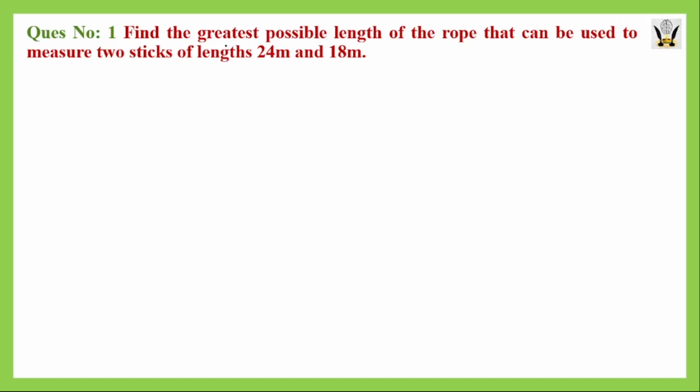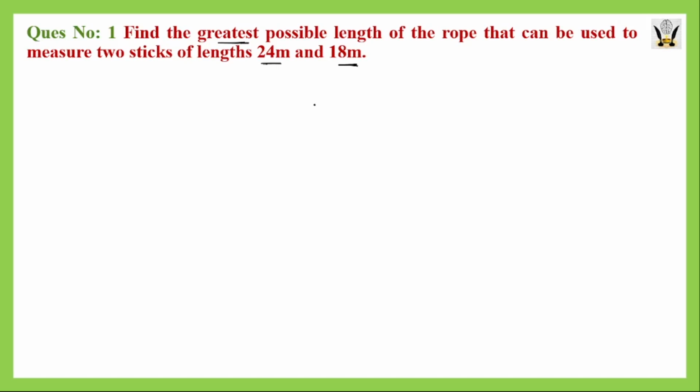So the key point is we have to find the greatest possible length of the rope that we can use for measurement. Now the lengths of the two sticks are 24 meter and 18 meter. As far as the understanding of this problem sum goes, the length of the rope will be such that 24 and 18 will be multiples of the length of the rope. Suppose we choose the length of the rope as 1 meter, then definitely 24 and 18 or any other number will be a multiple of 1.